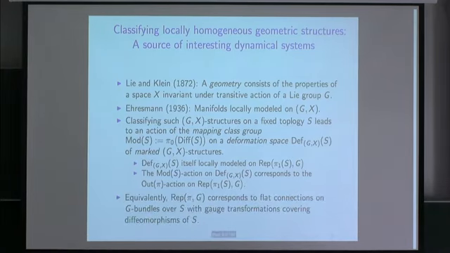Another approach, which I won't emphasize here, is that we can think of the space of equivalence classes of representations as being flat connections or flat G bundles over S, and the equivalence relation coming from the mapping class group will be gauge transformations covering diffeomorphisms of S.